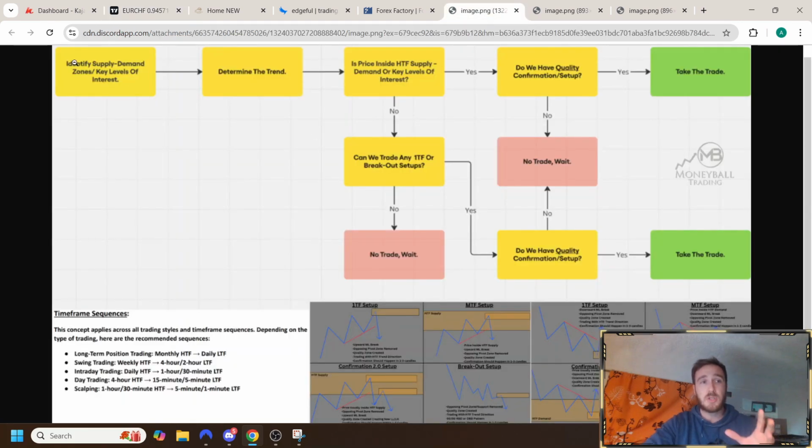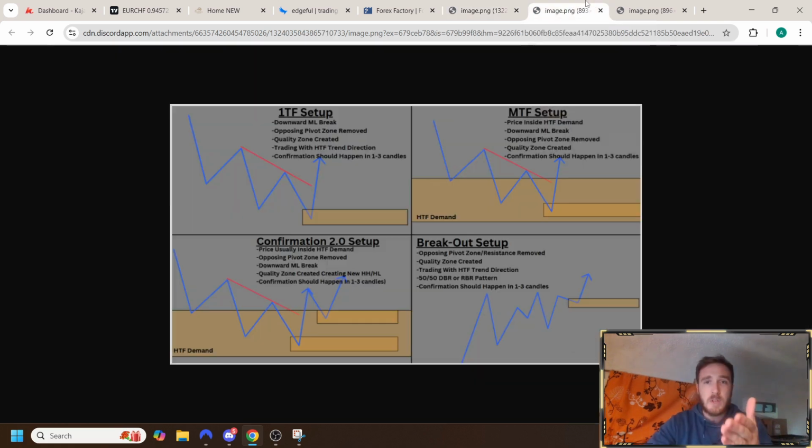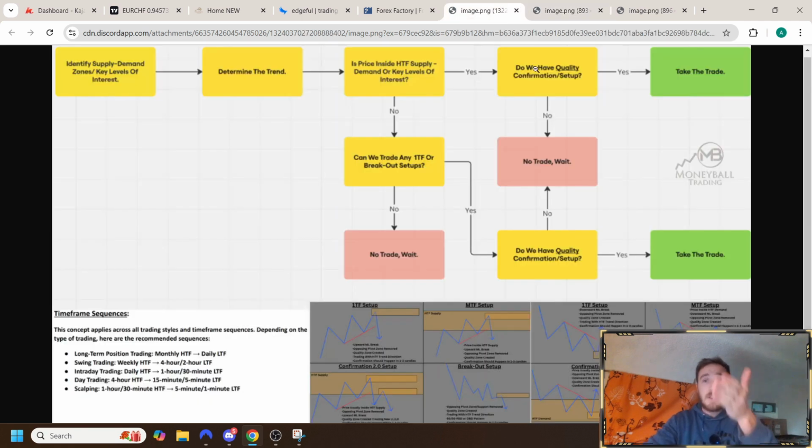And so you follow this trend. What do we do? First thing we do, draw out our zones, determine the trend. Ask yourself, is price inside a higher time frame zone? Yes, it is. Okay, do we have the confirmation? What is confirmation? Look at the photo. Just look at the photo. That's the best thing that you can do. Look at the photo. Do you see this on your lower time frame? No? Okay, don't take the trade, right? You wait.